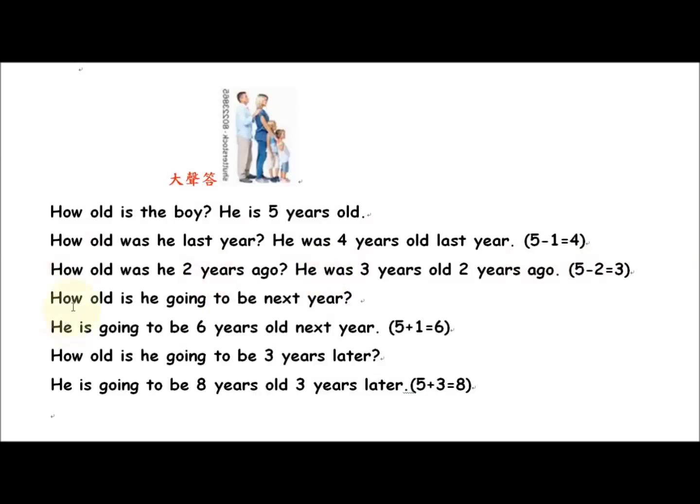How old is he going to be next year? He is going to be 6 years old next year. 5 plus 1 equals 6. How old is he going to be 3 years later? He is going to be 8 years old 3 years later. 5 plus 3 equals 8.